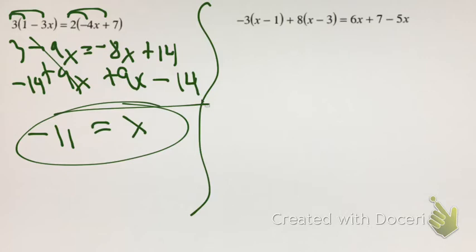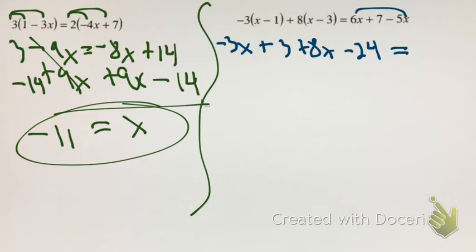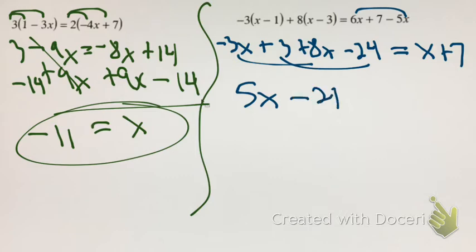So let's go right at this thing and say minus 3x plus 3 plus 8x minus 24. And over here I've got 6x minus 5x. I'm going to combine those terms right there. 6x minus 5x is x. Okay. And then over here I'm going to combine these terms. 8x minus 3x is also 5x. And I can combine the 3 and the negative 24 to get minus 21.